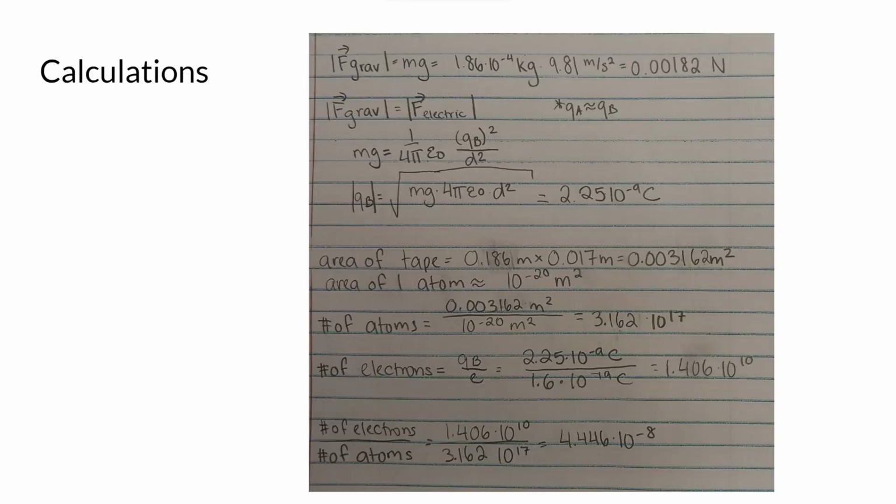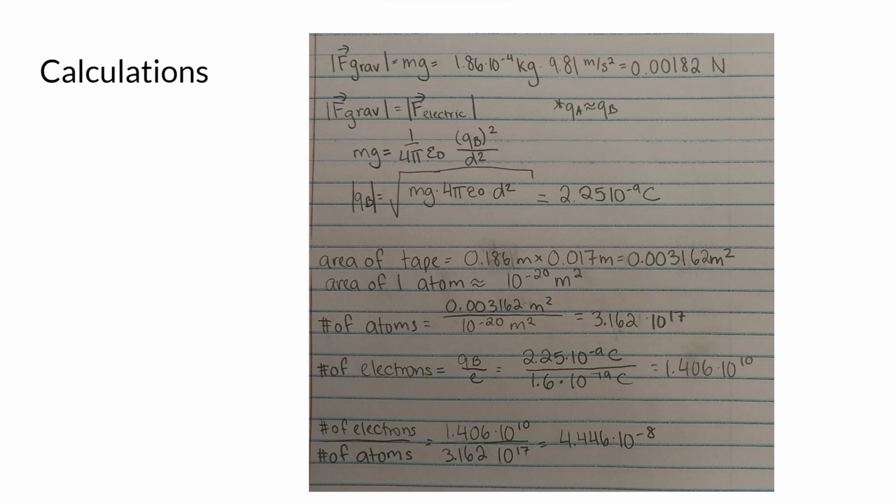The gravitational force of tape B is given by the equation F of gravity equals mg, which is 1.86 times 10 to the negative 4 kilograms times 9.81 meters per second squared, which gives a value of 0.00182 newtons. By the free body diagram provided a couple slides ago, the magnitudes of the gravitational force and the electric force are equal. So therefore we can set up an equation to find the magnitude of the charge on tape B, which would be 2.25 times 10 to the negative 9 coulombs.